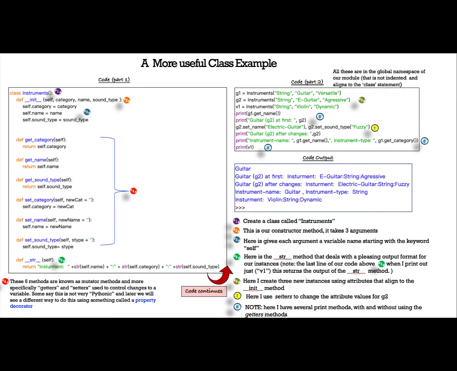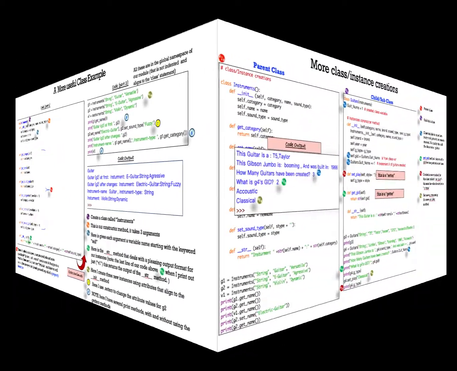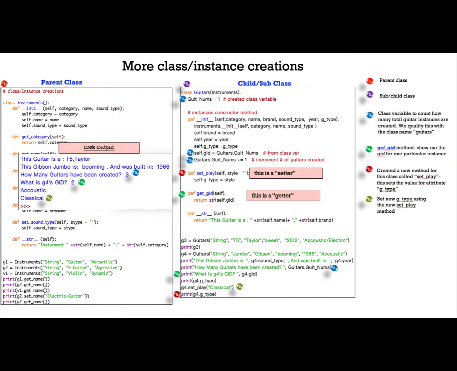And by the way, I'd like to point out that all of the code in part 2 is flush with the class statement. So it's in the global namespace, it's not indented. Just because you can't see it here, I wanted to make sure you were clear on that. So here we continue on what we built in the very last slide. We saw our class instruments. Now we build a child or subclass to class instruments, and we call it guitars.